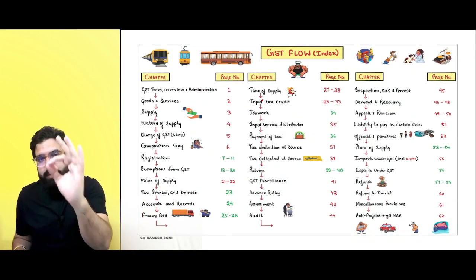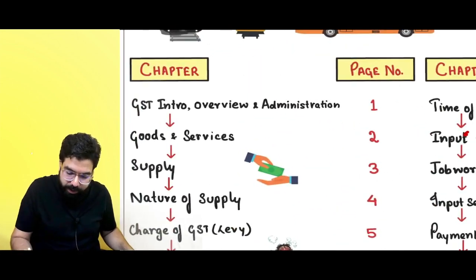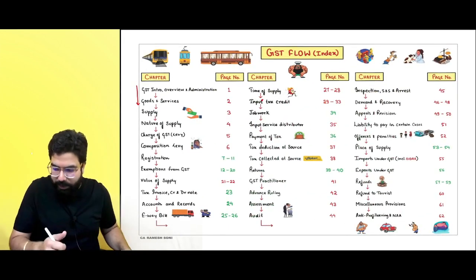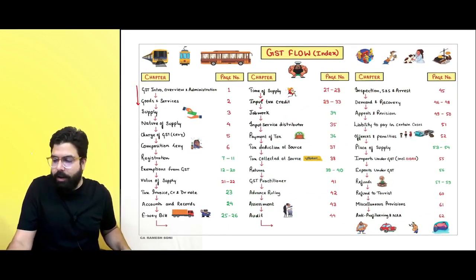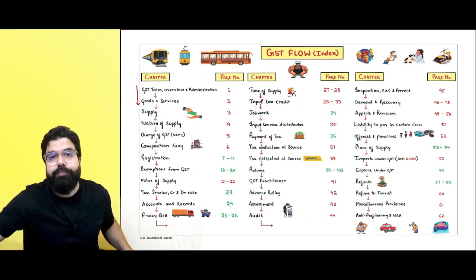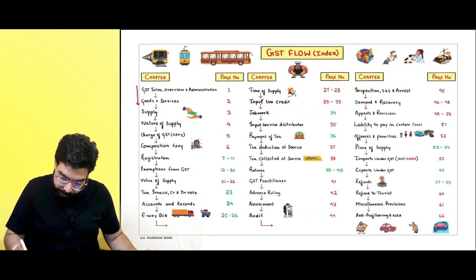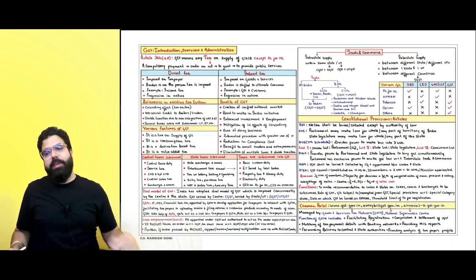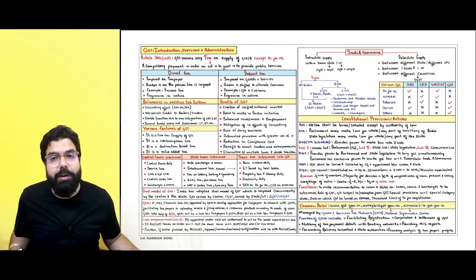Now, listen to me carefully. We are going to go in the series which is given in the chart book. We are going to follow that series only. In this series, we'll be revising, and let's start our revision from chapter number 1, the very basic chapter.